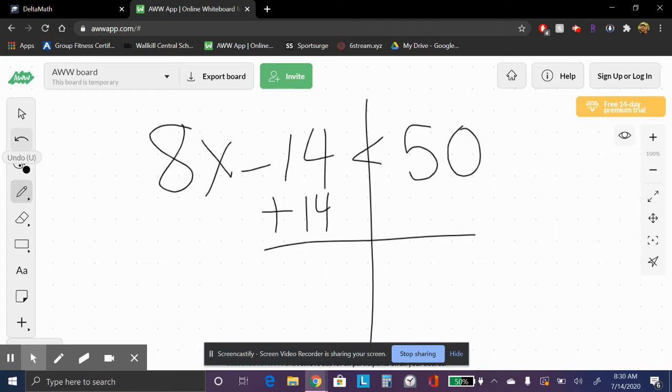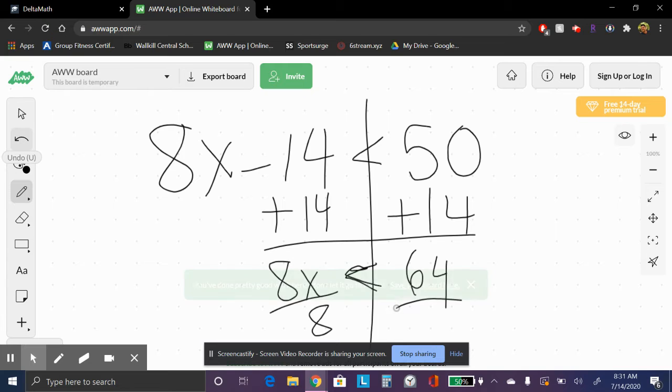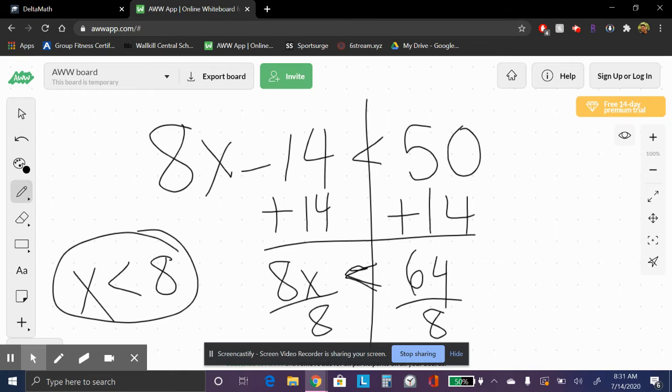Add 14 to both sides, and I get 8x is 64. Divide both sides by 8, and you get x is less than 8. So that would be my final answer. You just solve this like you would a two-step equation: add 14 to both sides, divide both sides by 8. You get x is less than 8, but putting it in is a little bit different.